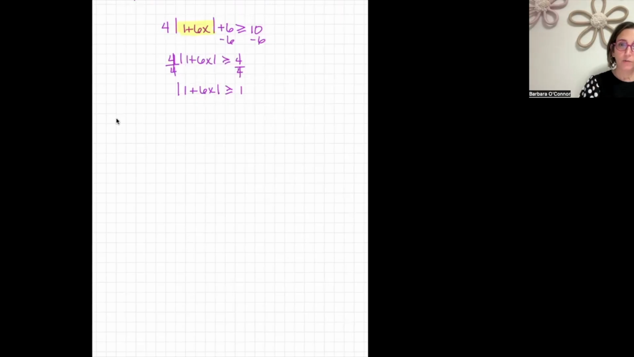Once we have the absolute value isolated, then you want to split it into two separate inequalities. One where what's inside the absolute value bars is greater than or equal to 1, or what's inside the absolute value bars is less than or equal to -1. So you're always going to flip the inequality and change the sign of what's on the right. And now I'm going to solve these two just like a normal equation.